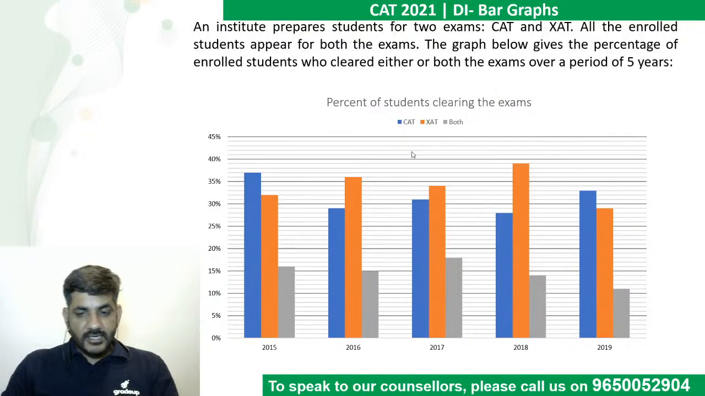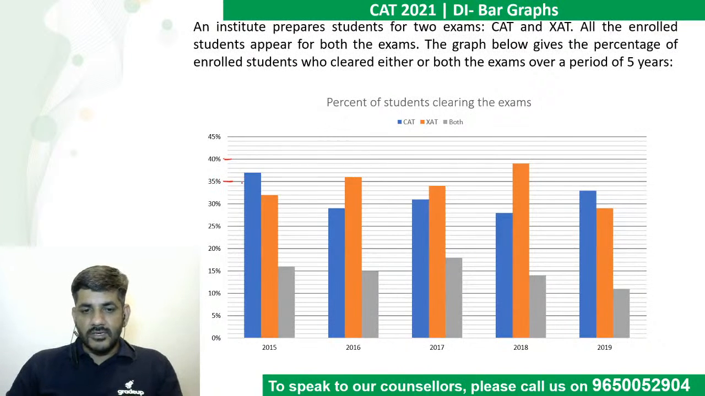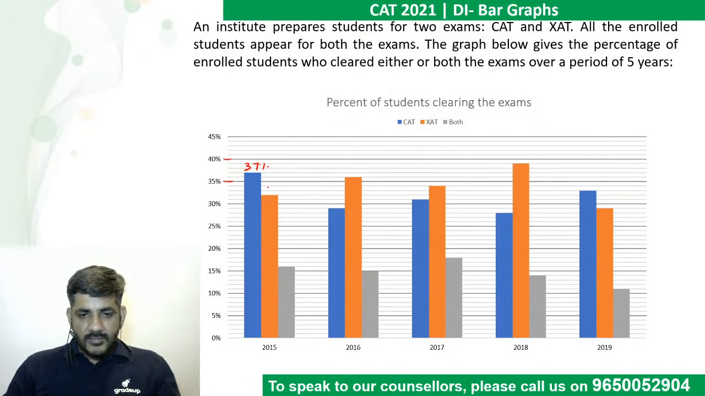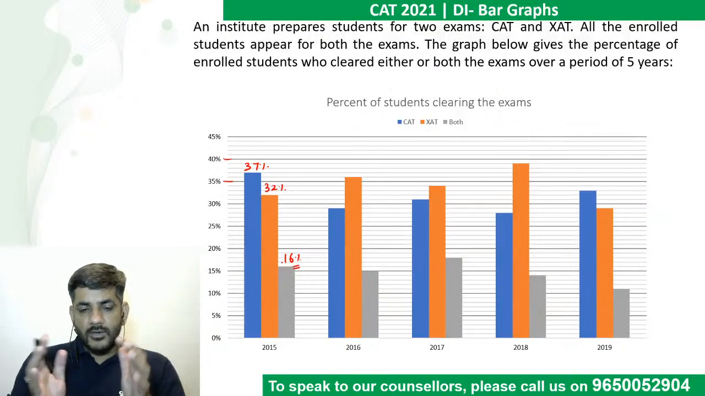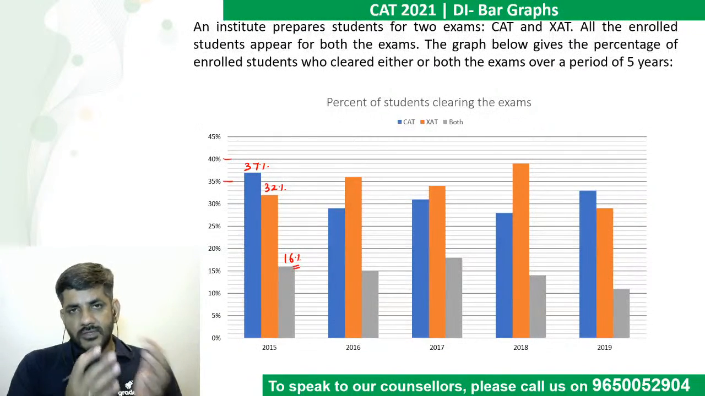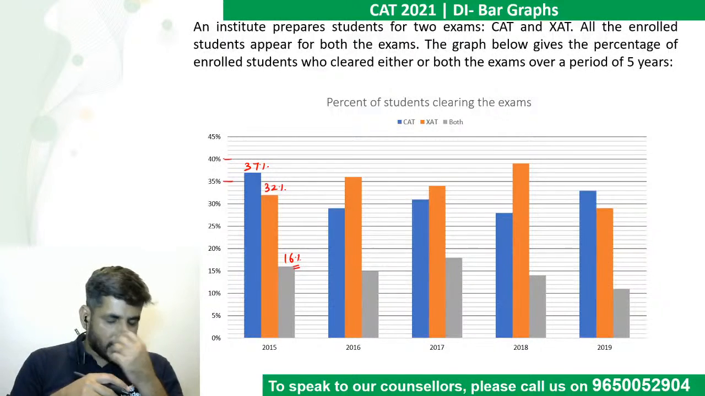If you look at this graph carefully, take 2015. I have this line as 35%, this line as 40%. To make things easy for us, he has drawn some smaller lines as well. So 36, 37, this line is 37%. Similarly, this is 30 plus 2, that is 32%, and this line is 16%. Once we understand one of these bars, the others would automatically be understood.